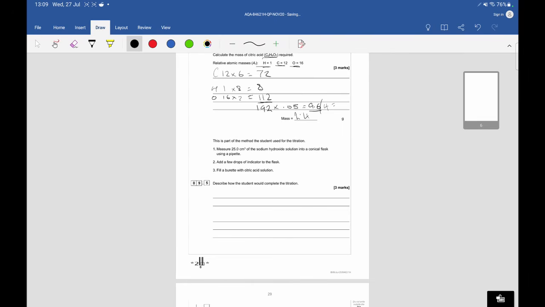Question 9.5 said, describe how the student would complete the titration. It starts here: measure 25 centimeters cubed of sodium hydroxide into a conical flask using a pipette, add a few drops of indicator, fill the burette with citric acid. Our next step was going to be to add the citric acid until there is a colour change. We could record the volume of citric acid added.